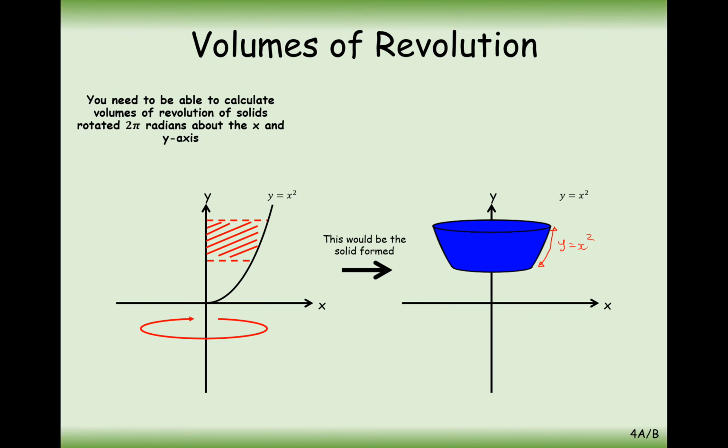And the formula for this is very similar, but it's just swapped around because you're doing it around the y-axis. It is pi times the integral from a to b of x squared dy. Now again, what you have to do here is you have to take your equation and replace x with what y is. So in this integral, it would be integral from a to b of y dy to work out the volume inside this blue section here.